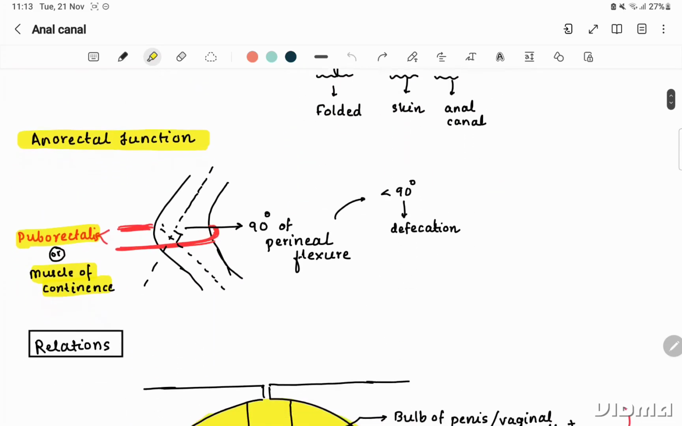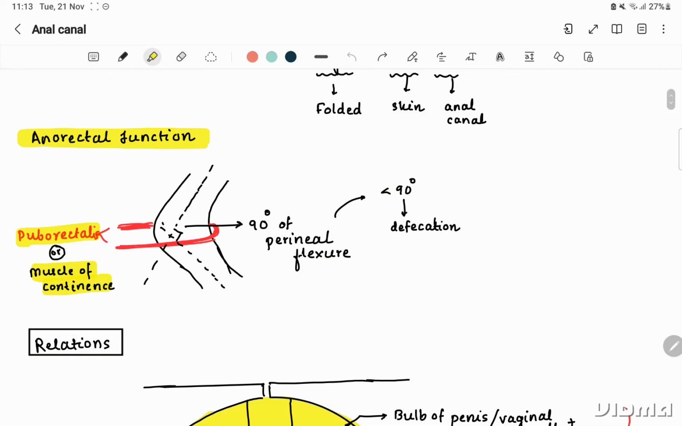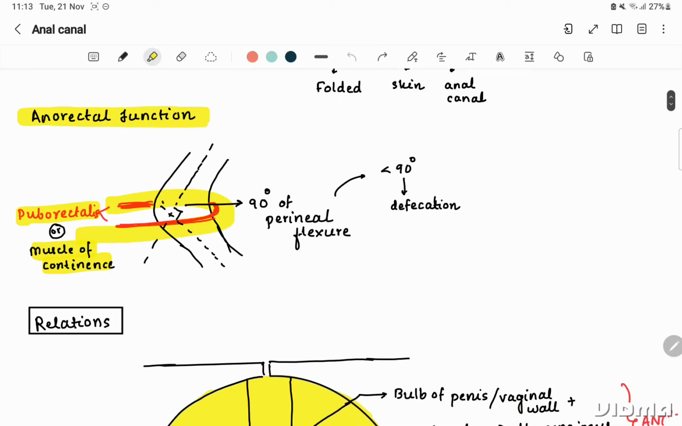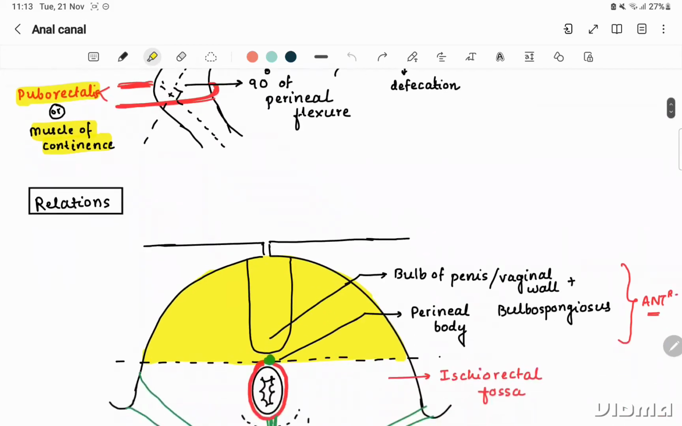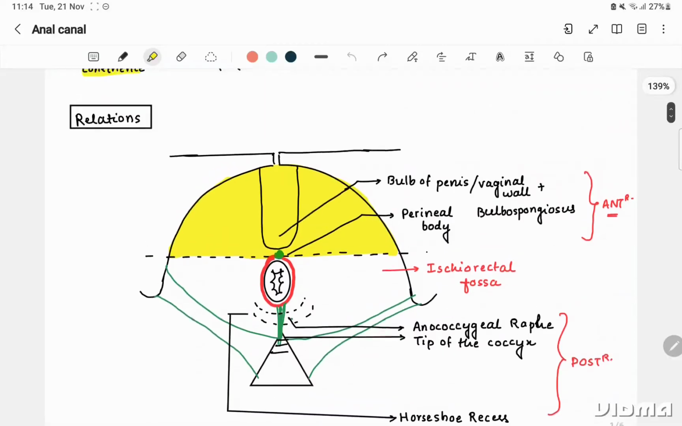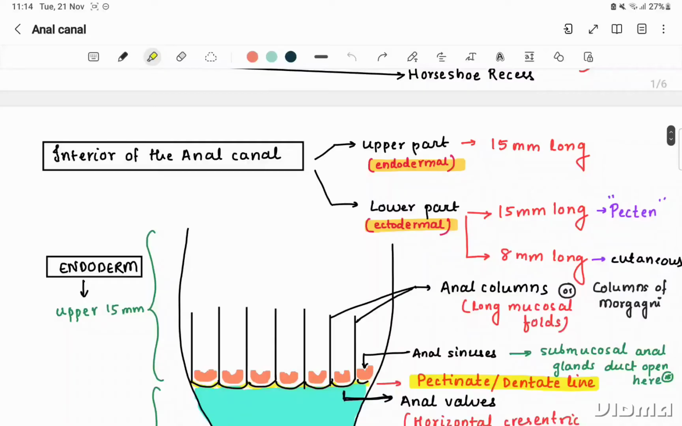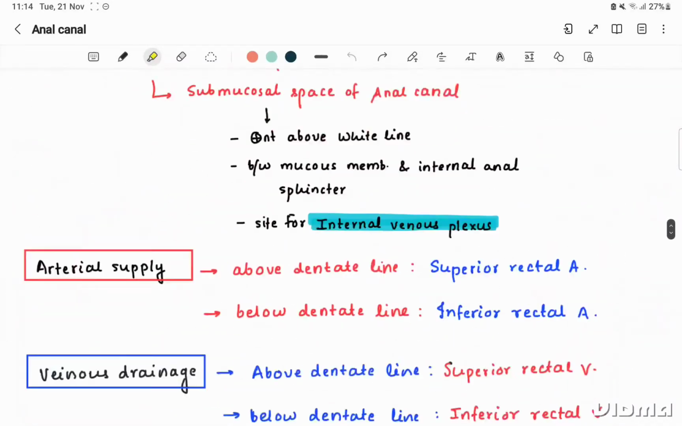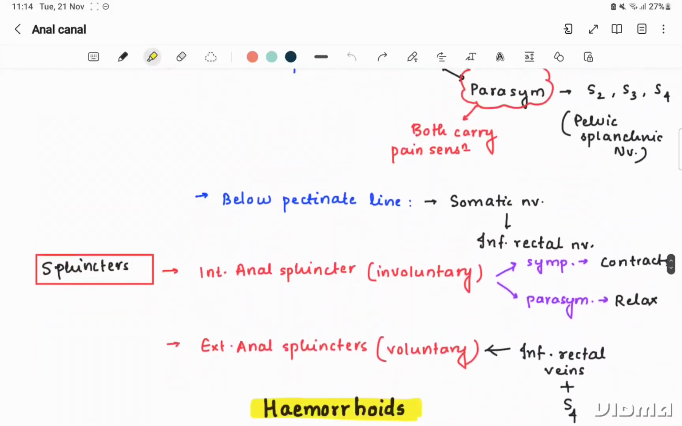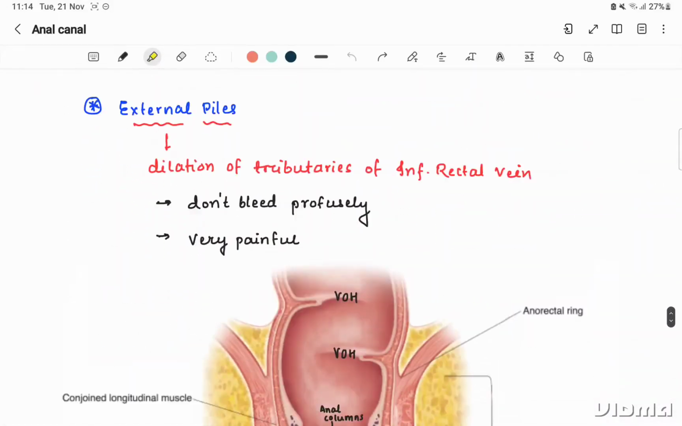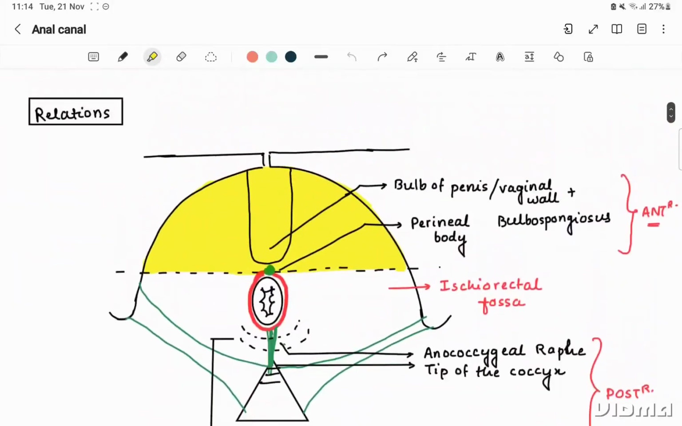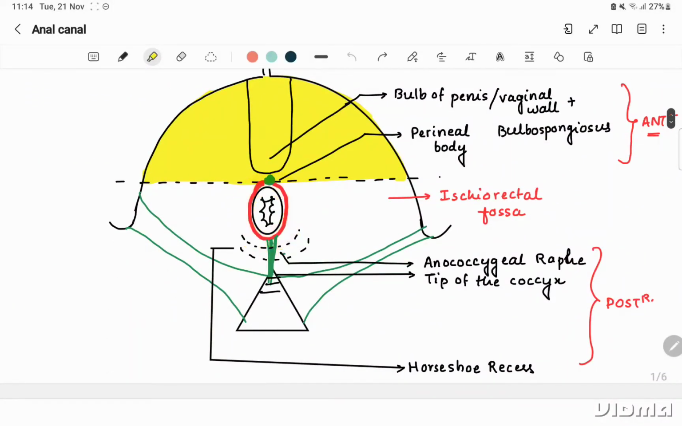Talking about the anorectal junction, what is the junction between the rectum and the anal canal? So this puborectalis muscle we saw, this is a muscle of continence, we discussed this also. So there is a 90 degree perineal flexure. If this angle is less than 90 degrees, defecation will occur. And after this, we have our ischiorectal fossa. Just see what the relations of the anal canal are, inferior and anterior relations and all. Relations are not separately given probably, so we'll discuss the relations here only. So we have our anal canal here.